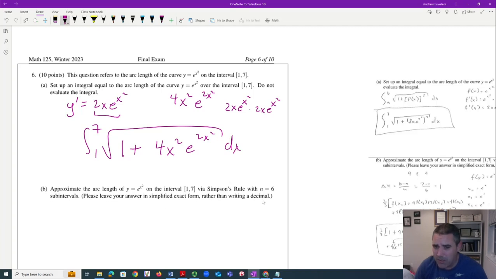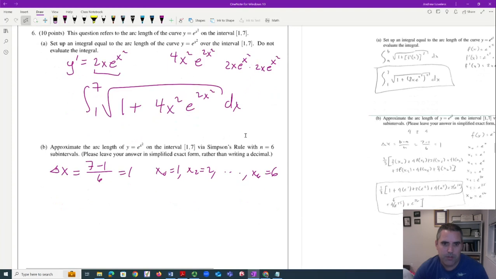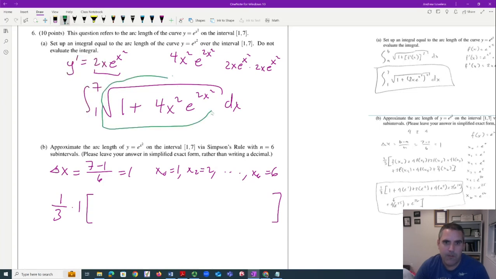And then it says approximate with Simpson's rule. So you're going to do delta x is 7 minus 1 over 6, which is 1. x0 is 1, x1 is 2, all the way up to x6 is 7. And I don't like that question, but the next step, if you're doing Simpson's rule, is 1/3 times delta x, which is 1. And then what I should very clearly see is this expression, that's the function, over and over again. So I should see the square root of 1 plus, and then we should be plugging in the first tick mark.